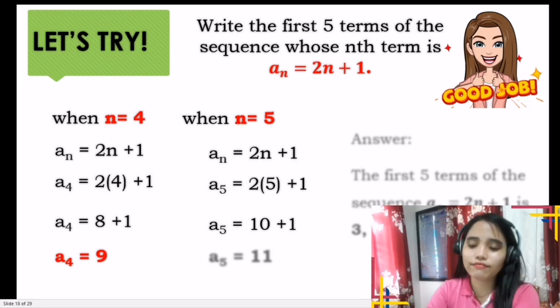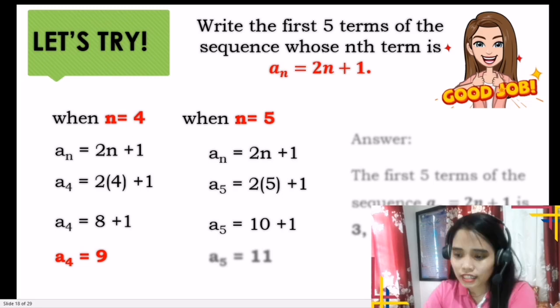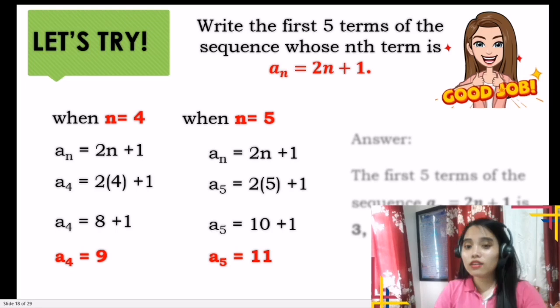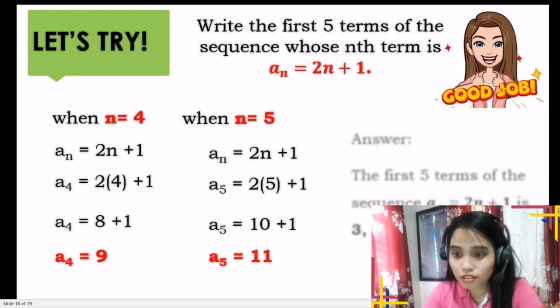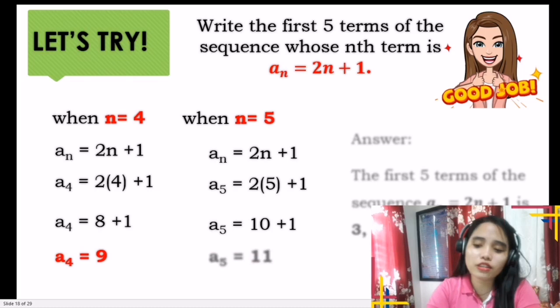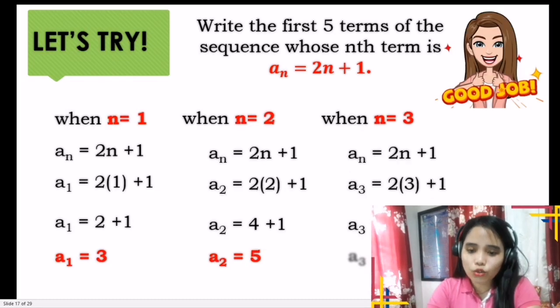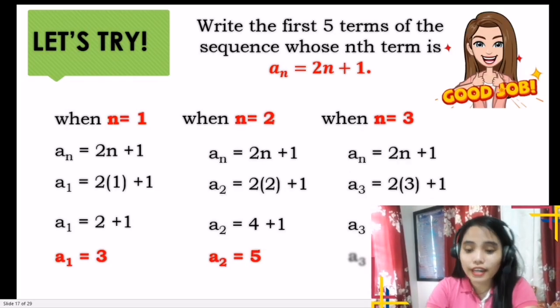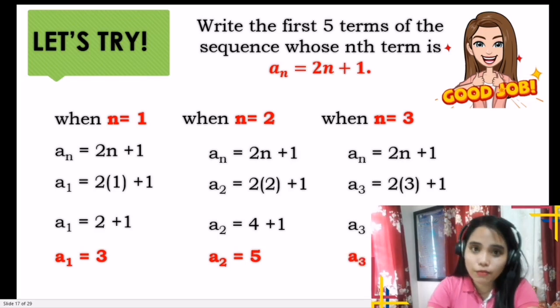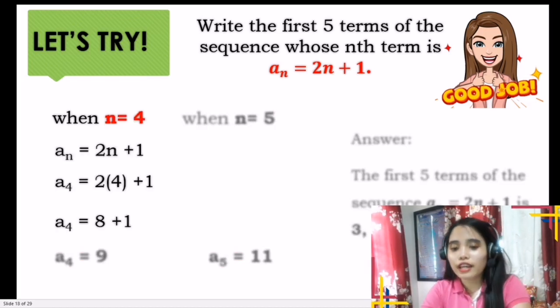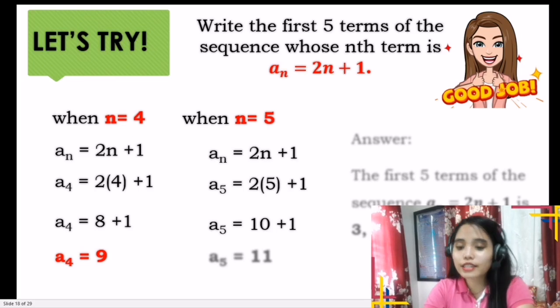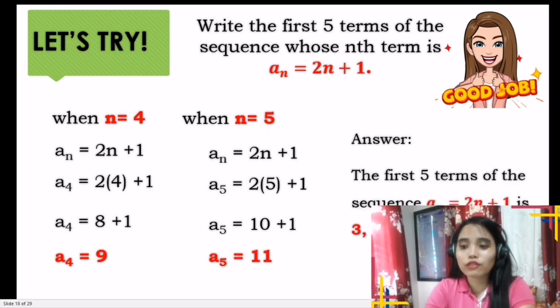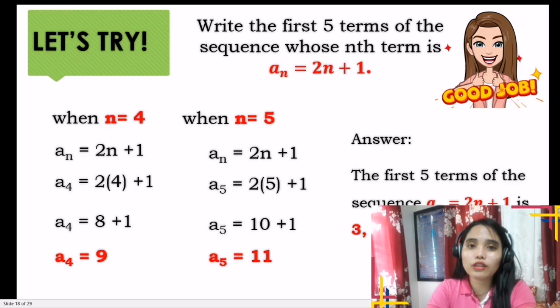11. Okay, so we now got the first 5 terms of this pattern or general term or sequence. So, a sub 1 is 3, a sub 2 is 5, a sub 3 is 7, a sub 4 is 9, a sub 5 is 11. So, the first 5 terms of the sequence a sub n equals 2n plus 1 are 3, 5, 7, 9, and 11.